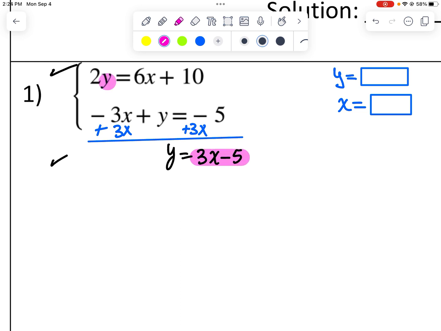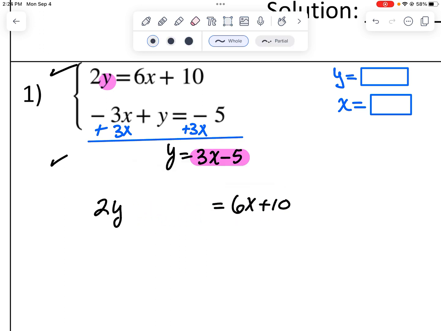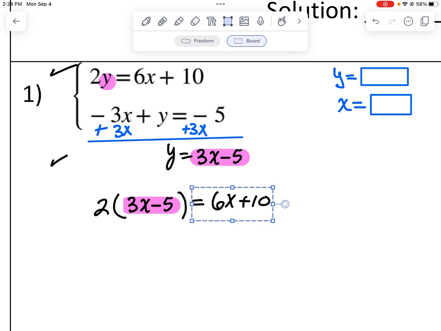Now I'm going to take the value of y and plug it in where that y is. The first equation, the equation that used to say 2y is equal to 6x plus 10, I am simply going to take out my y and replace y with what y is equal to. That is what y is equal to, so I'm going to put it right there. Slide this back over so it looks all nice and pretty.